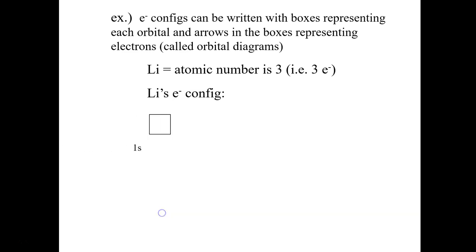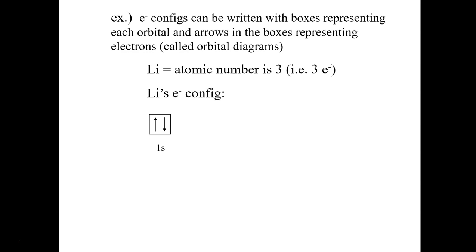So the first thing I'm going to do is put 1s, and I'm going to put 1 box with it. Why 1 box? Because s's always have 1 orbital, and a box represents an orbital. How many can I put in an orbital? I can put 2. So I put 2 electrons in the 1s.